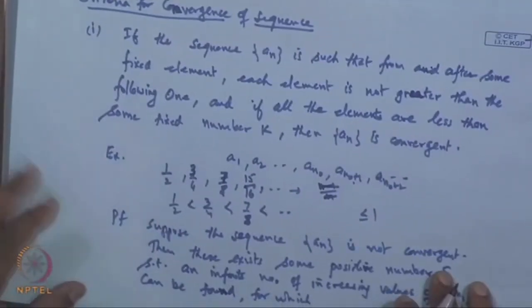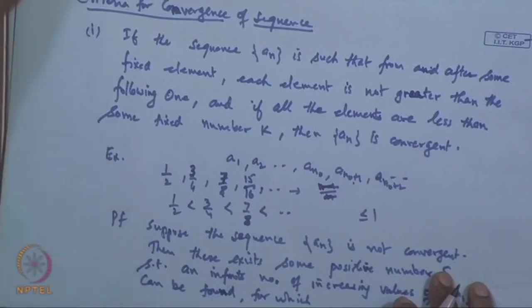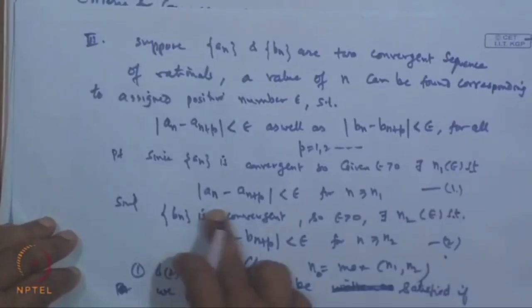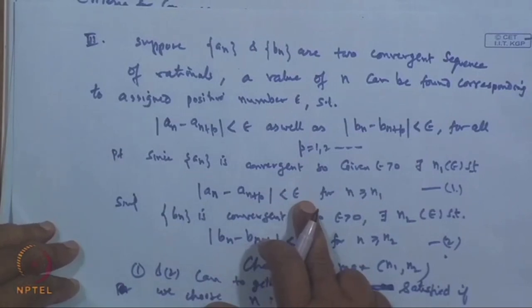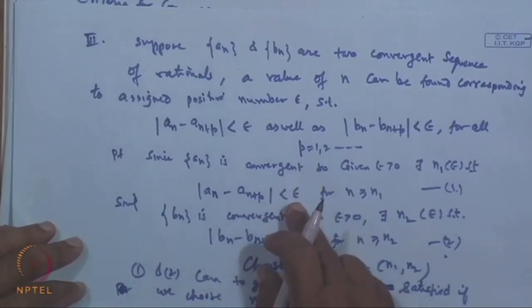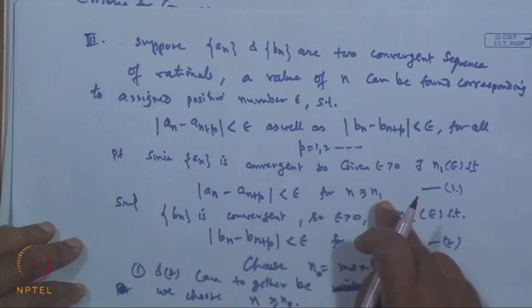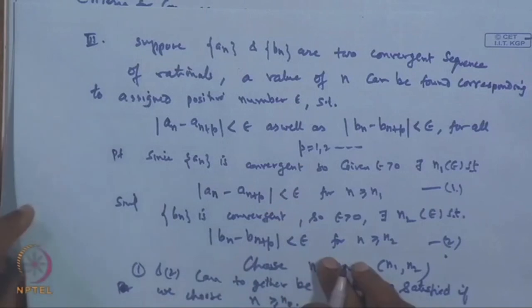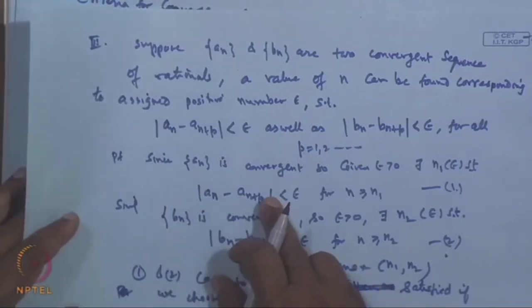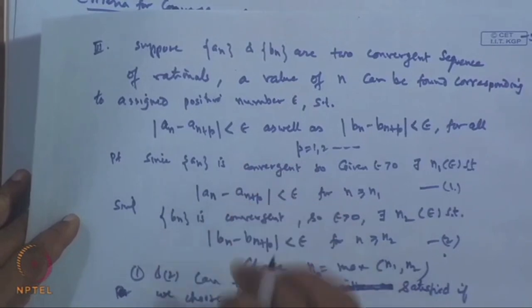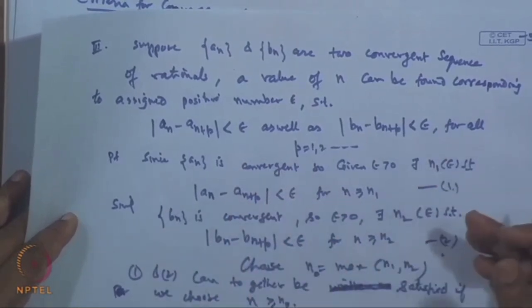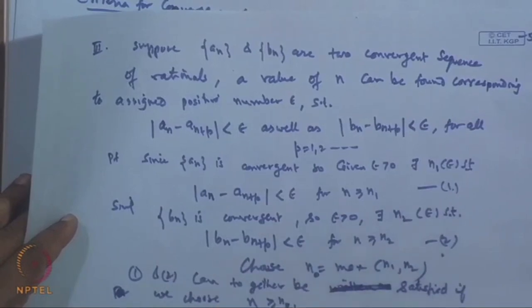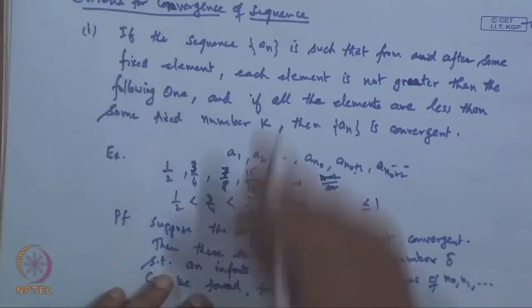When the sequence is convergent, according to the definition, it means the difference between a_n and a_(n+p) is less than epsilon. Whatever small epsilon you choose, one can always identify an n1 such that from this term onward the difference can be made as small as we please. If it diverges, it means the difference does not go to 0. It keeps on increasing, and then the sequence will be a diverging sequence. So, let us see the contradiction part of it.